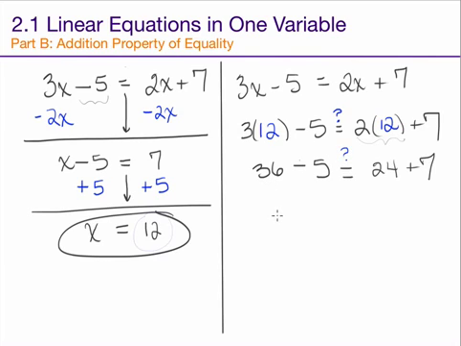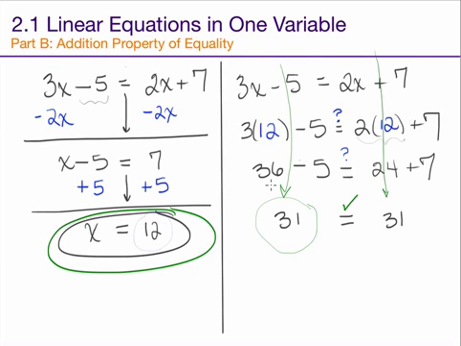What's 36 minus 5? It's 31. What's 24 plus 7? It's 31. So this answer is correct. It's very important to note here that I'm not saying that the answer to the problem is 31. 31 is just what I happened to get on each side when I plugged my potential answer in. The answer is still x equals 12. 12 is the number that makes this statement true when I replace x with it.